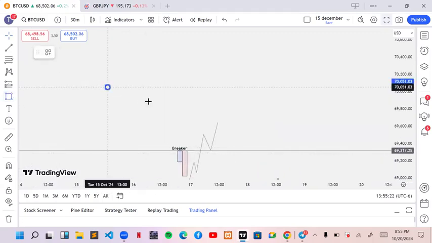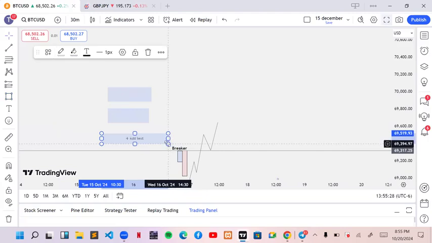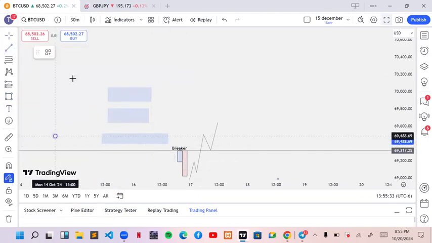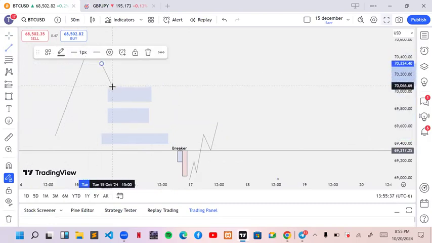So if there's a breaker here, there's also another breaker here, and then there's another block here. If the market does a structure shift, which is something like this, structure shift, and this is the first pullback here. Sorry.